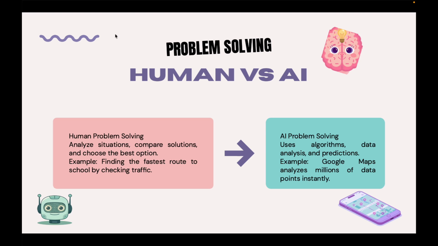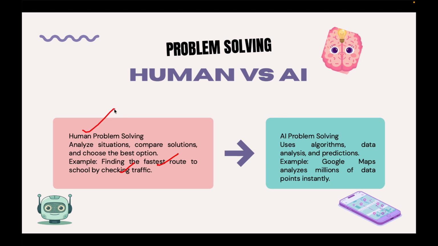Another human capability used in AI is problem solving. Humans analyze situations, compare solutions, and choose the best option. For example, finding the fastest route to school by checking traffic. If you ask a student, how will the student think? The student will think about the route he takes to school, and where he has seen traffic. He'll compare all those situations and then give you one answer: this is the fastest route.